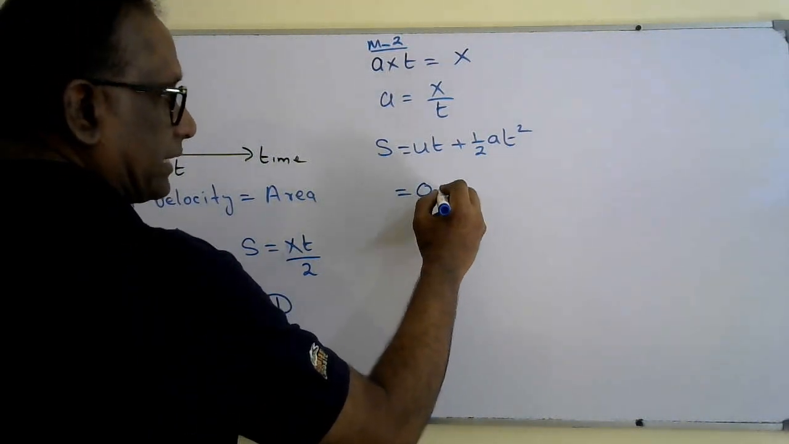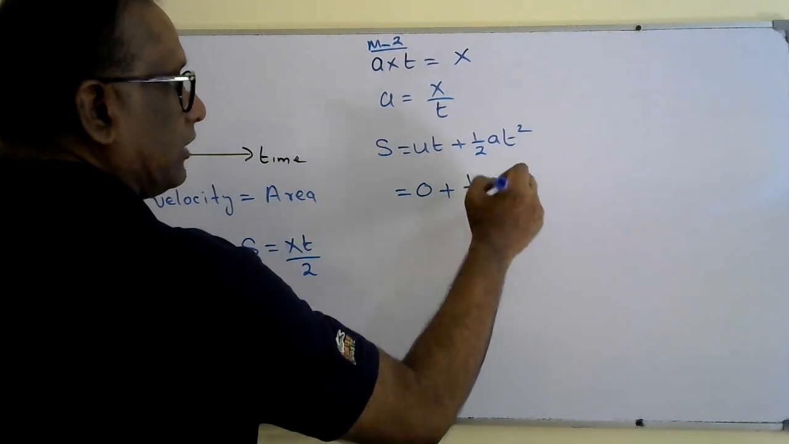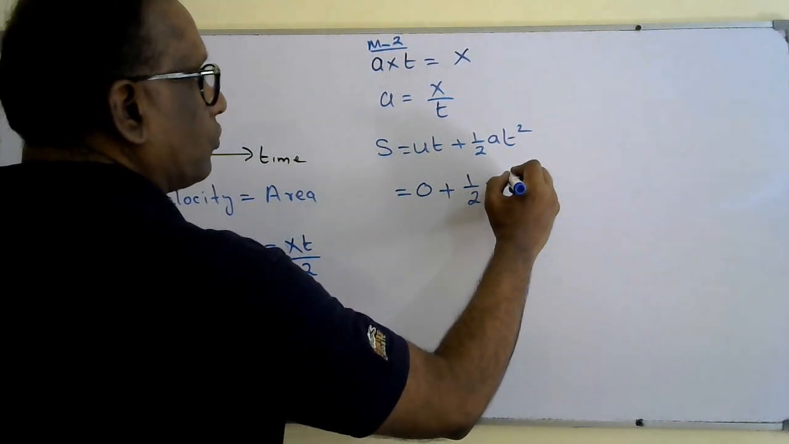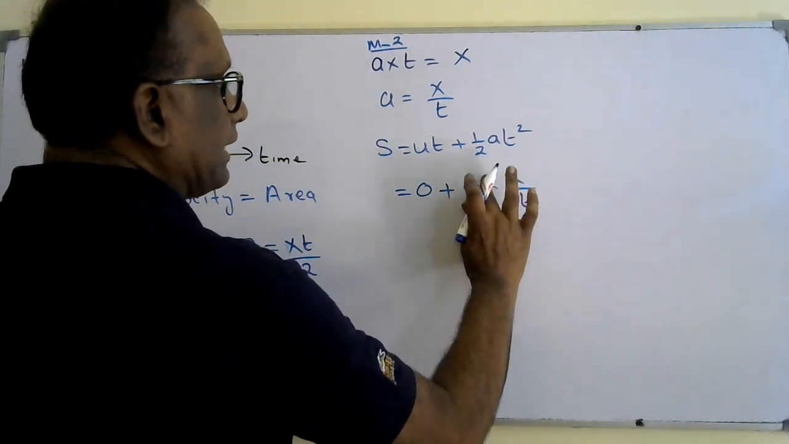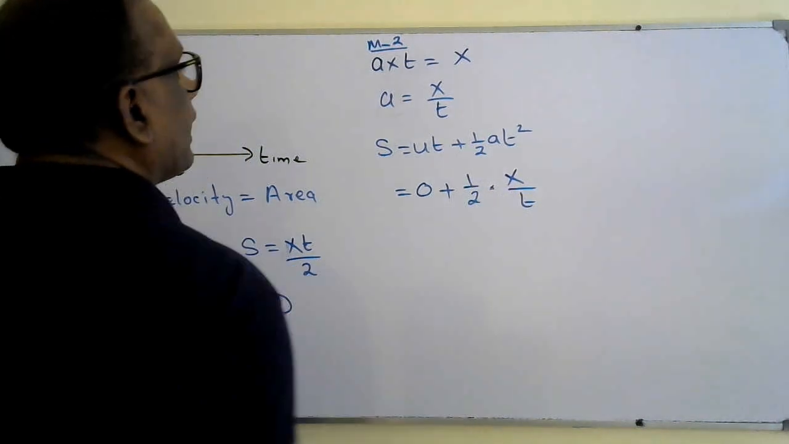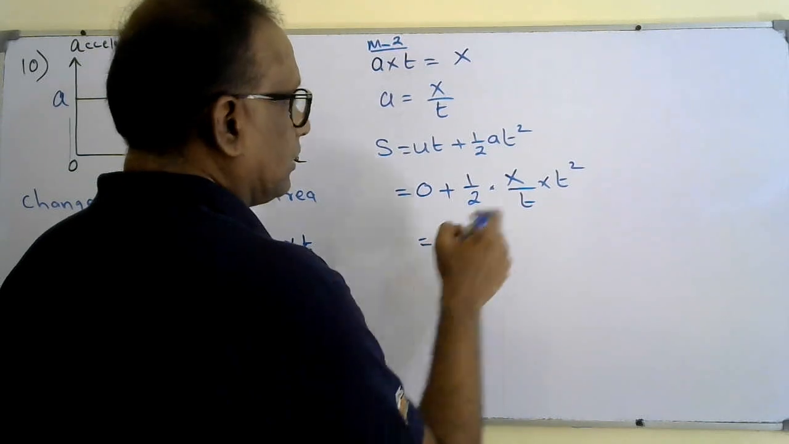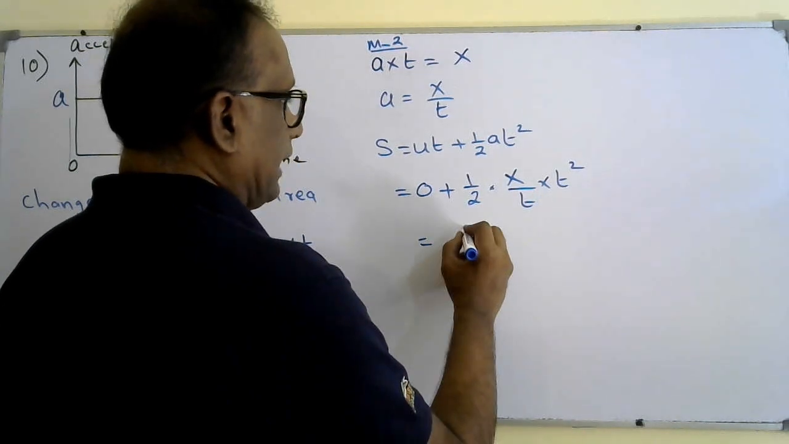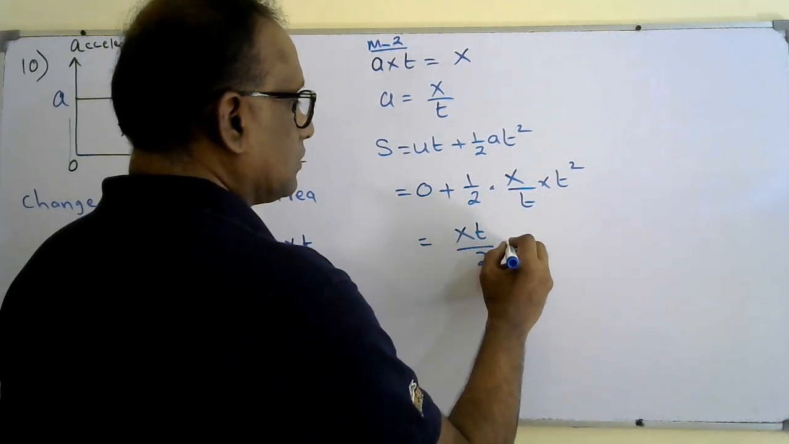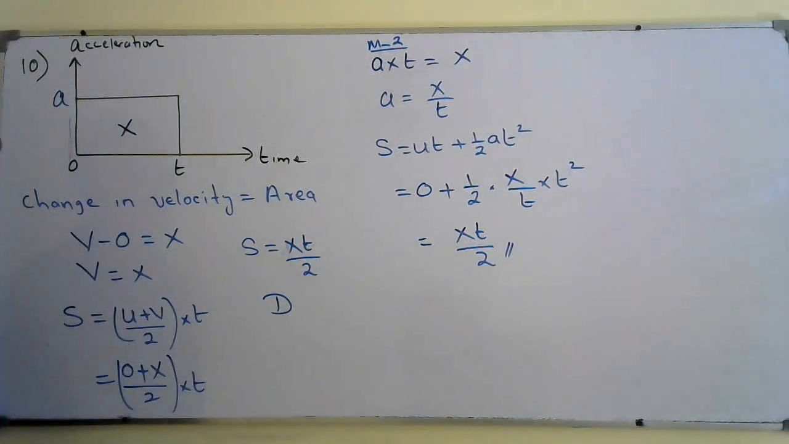So s equal ut plus half a t squared. It's moving from rest. Instead of a, I can put x over t. This is half into x over t into t squared. Solve it, t squared, so it's going to be xt over 2. Same answer you get. Whatever method you can follow, any one of the methods you can follow.